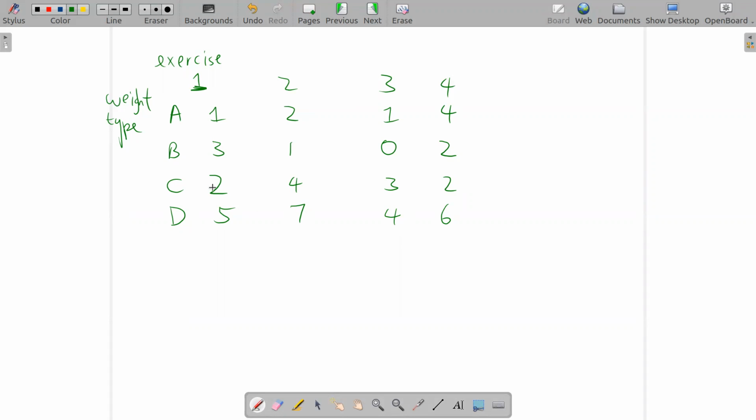Now, can you tell me what do you want? What do you think you should put on the bottom of the machine for the very first exercise? Does anybody have any intuition about what might be a good choice?